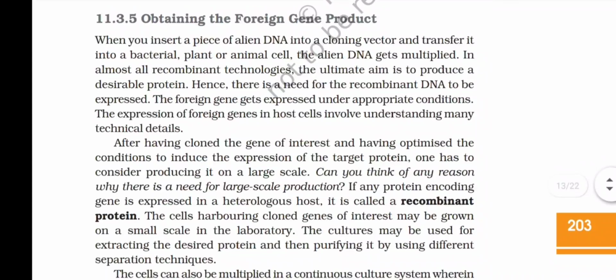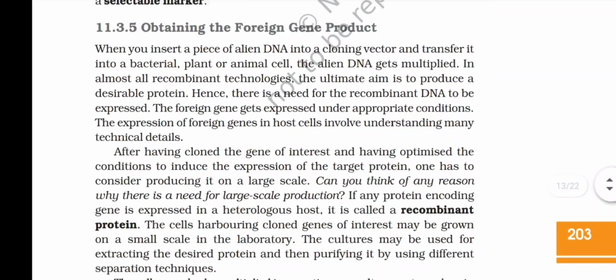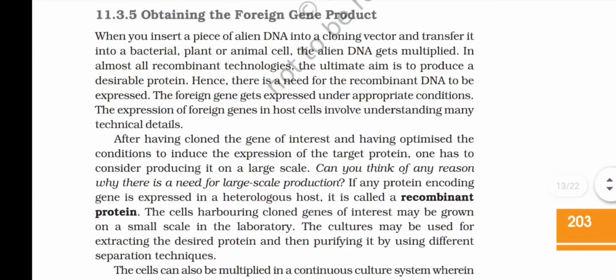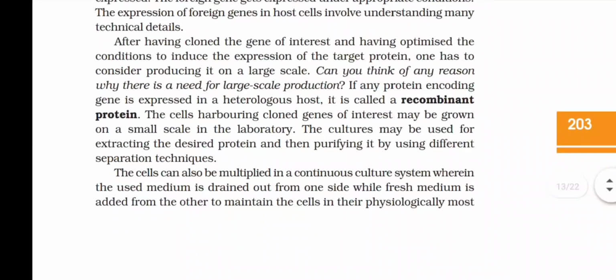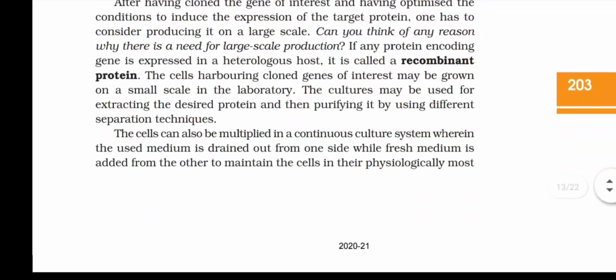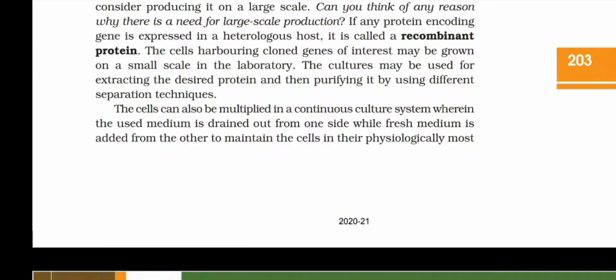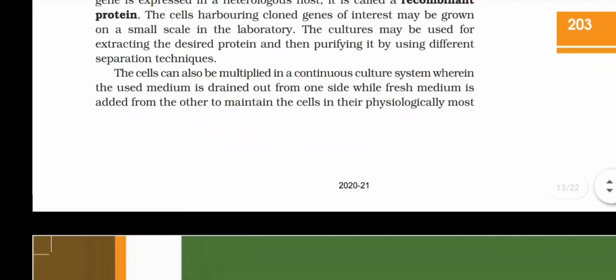Obtaining the foreign gene product. When you insert the piece of alien DNA into a cloning vector, it is transferred into a bacteria. Basically, any protein encoding gene expressed in a heterologous host is called a recombinant protein. The cells harboring cloned genes of interest may be grown on a small scale in the laboratory. The cultures may be used for extracting the desired protein and then purifying it by using different separation techniques.